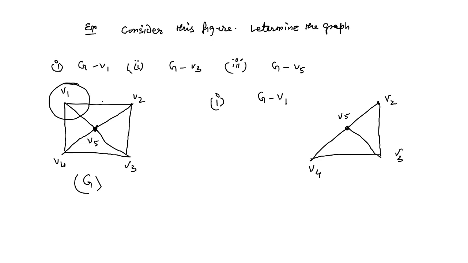Second, G minus V3. Similarly, we proceed with this step for the second graph, G minus V3. When we remove the V3 vertex from the graph G, you can see this graph.